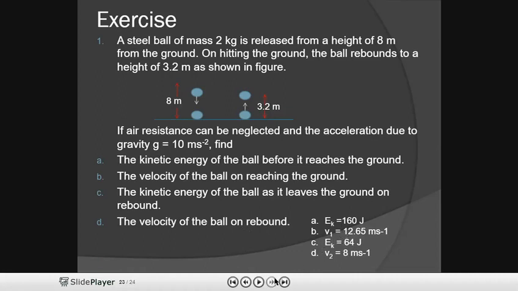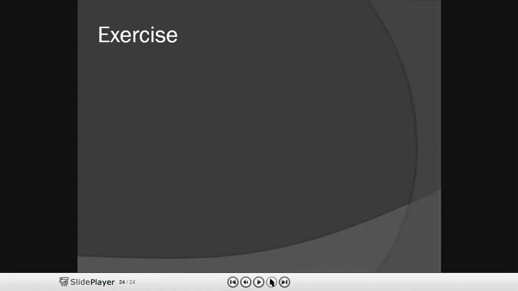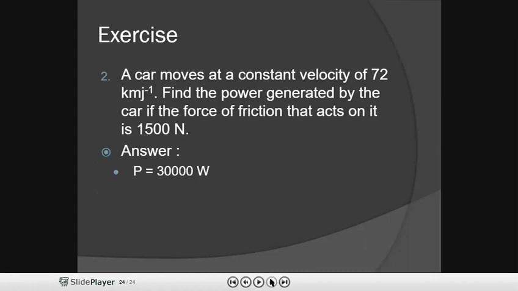Is it clear? So boys, that was actually all the things that we have done. There is another example: a car moving at constant velocity, find the power generated by the car if the force of friction that acts on it is given. Try to understand this question. If you are able to understand it, try to solve it.